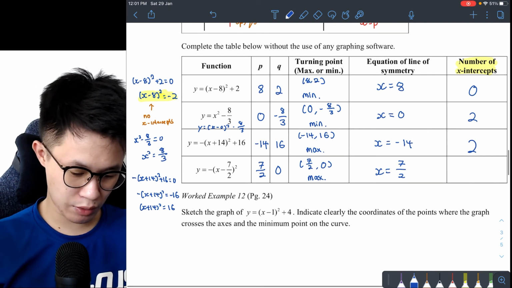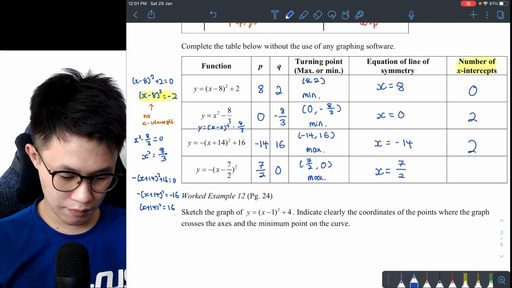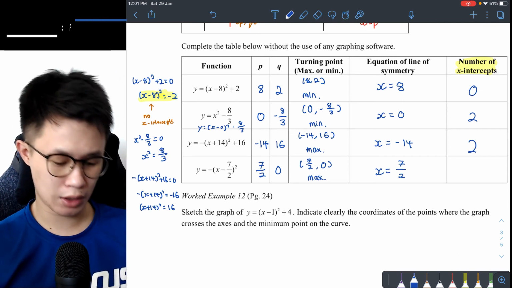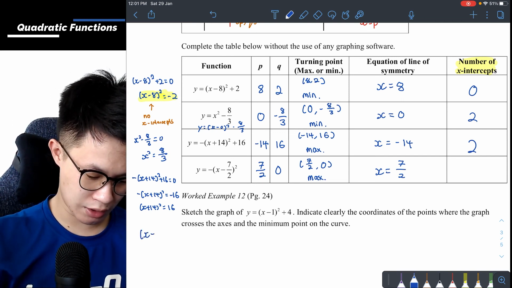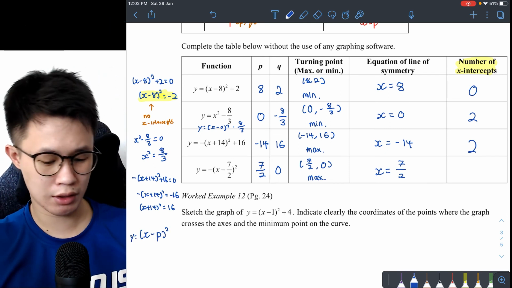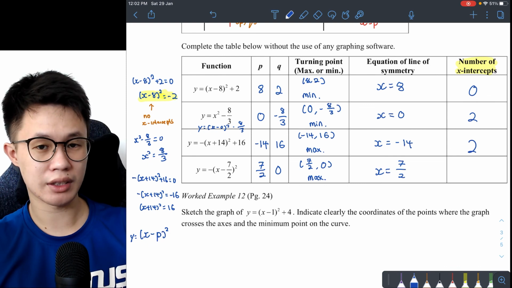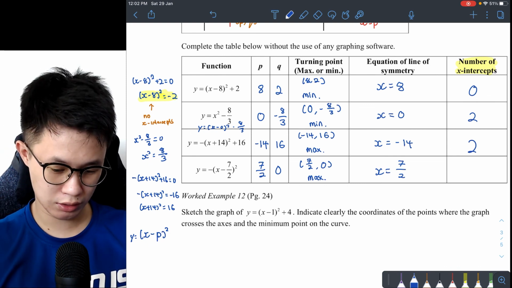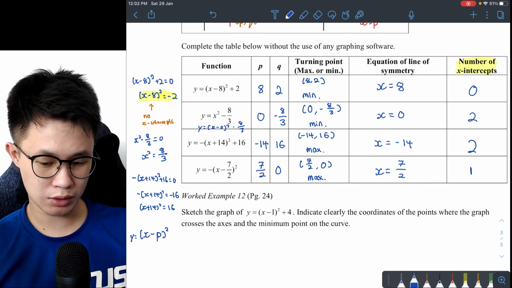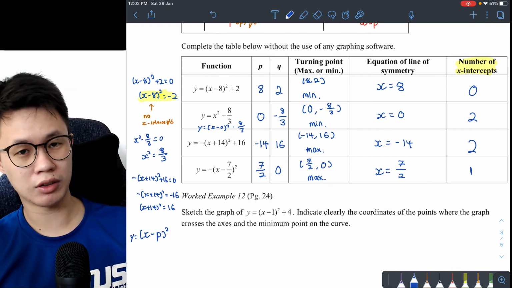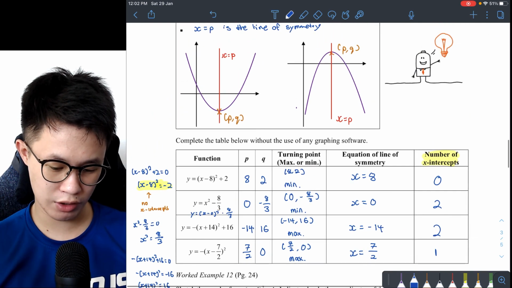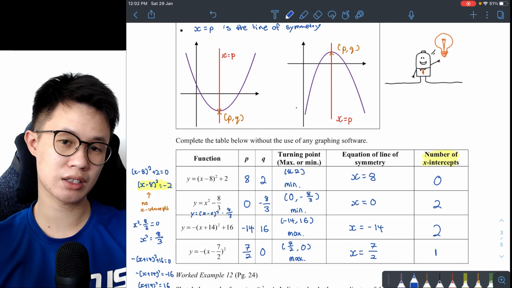Last but not least, we have this over here. You will realize that this has only one intercept. All graphs with only (x minus p) squared, which don't have something added, have only one intercept, which is the turning point itself. So just one intercept. Just something to take note of, something interesting about all these kinds of graphs. So that's about it for this part. We'll catch you at the worked example.